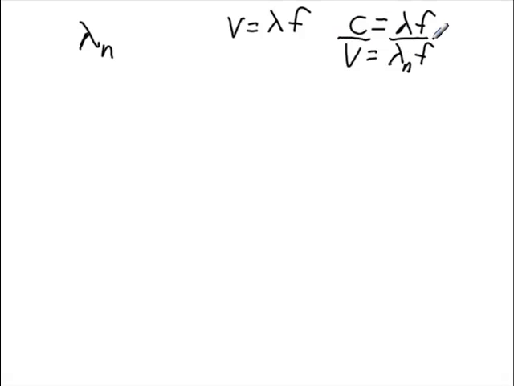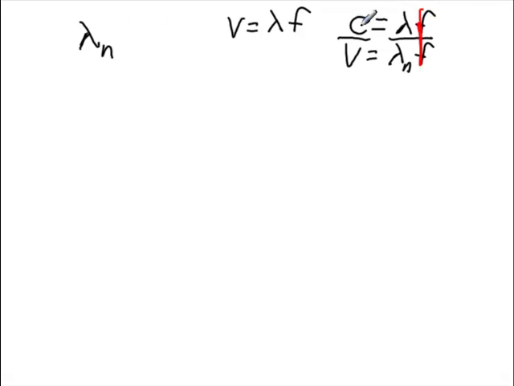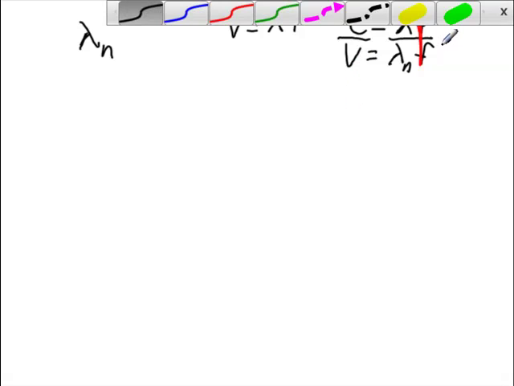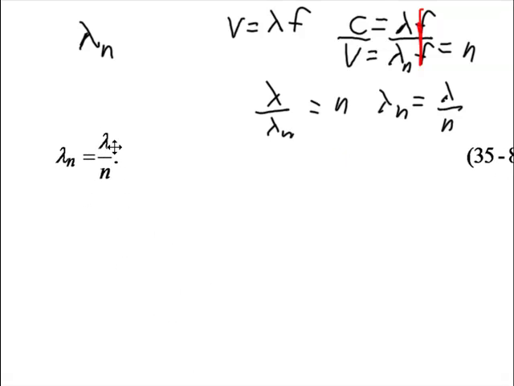And then if we divide both sides, we find that the frequencies cancel and c over v is just n. So this equals n. And in other words, lambda over lambda n equals n, or lambda sub n equals lambda over n. So that's our first important result here. Lambda sub n is just lambda over n.